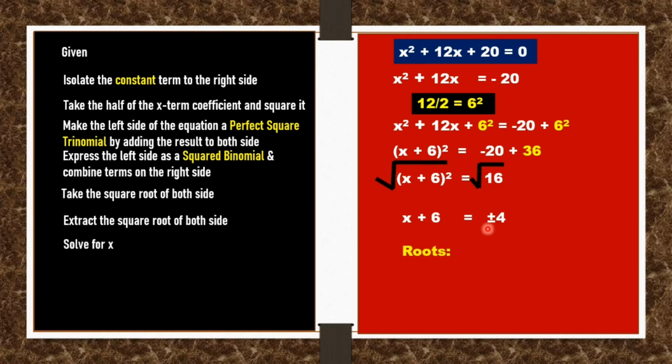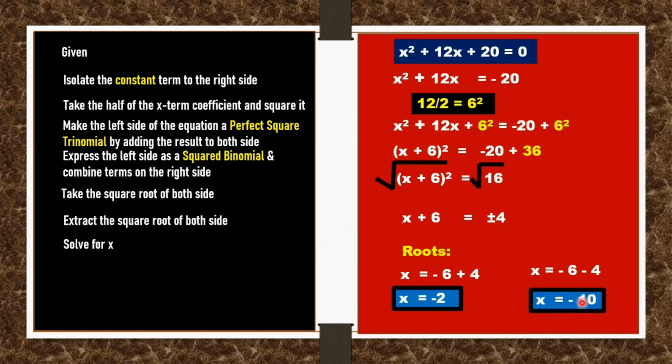So, to solve for x, transposing positive 6 to the other side becomes negative 6. So, gamitin natin yung plus 4. So, negative 6 plus 4 is equal to negative 2. Then, the negative 4. Negative 6, negative 4 is equal to negative 10. So, the roots are negative 2 and negative 10.